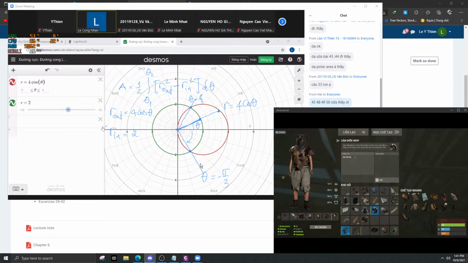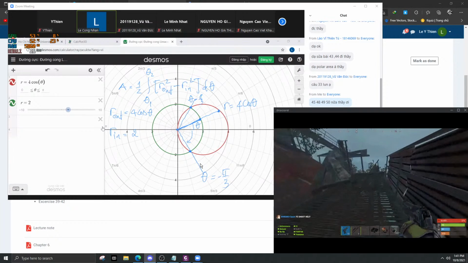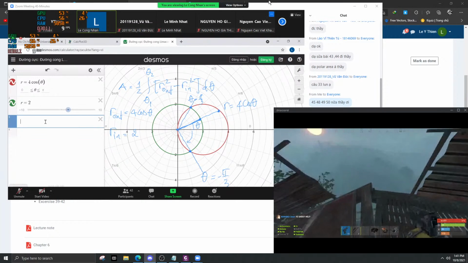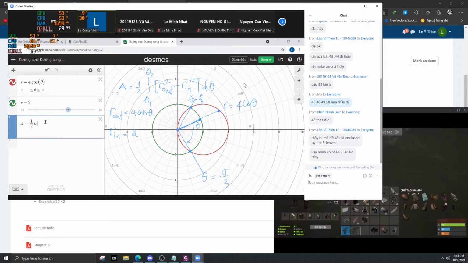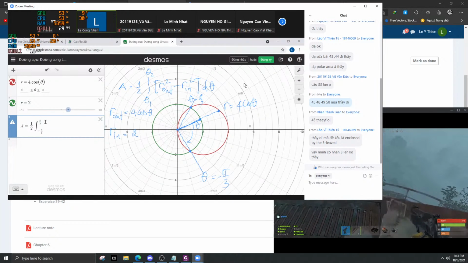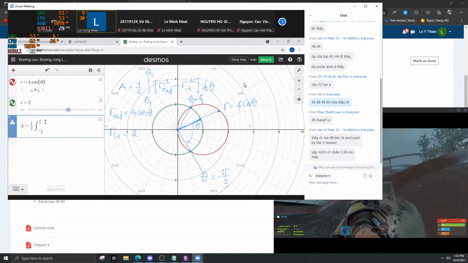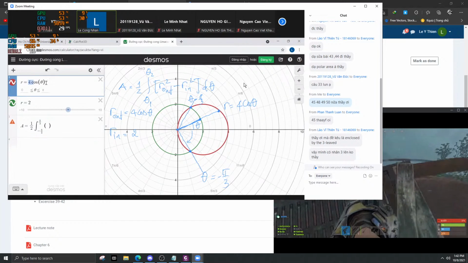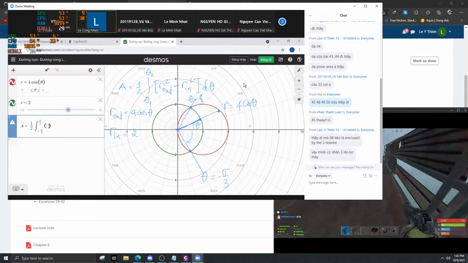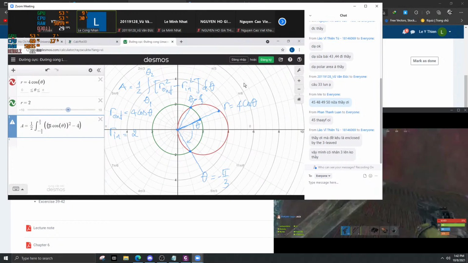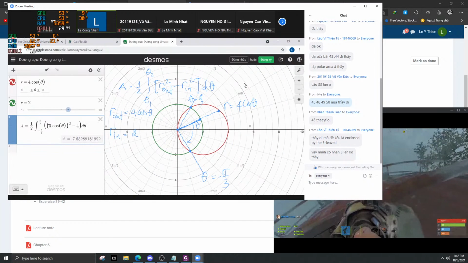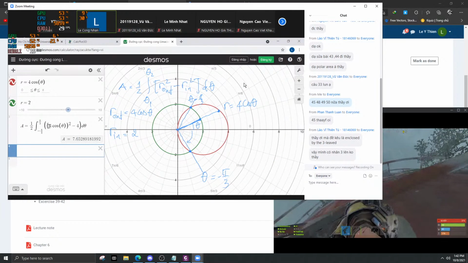And therefore the area is given by A equals 1/2 the integral from negative pi over 3 to pi over 3 of the outer radius squared, so 4 cosine theta squared, minus the inner radius squared, that is 4, d theta. So we can get the result. That is the second step.